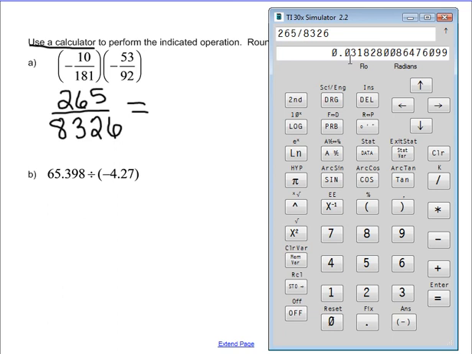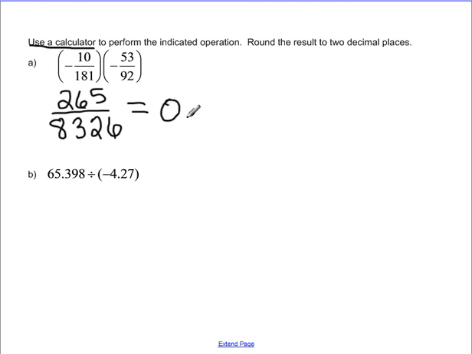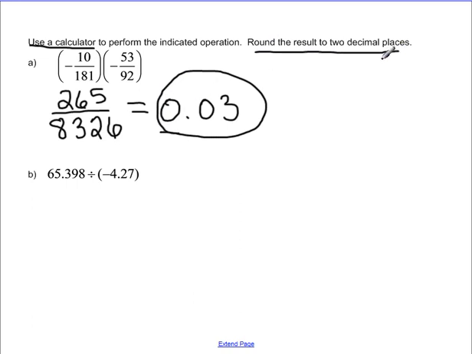So we want to look 2 places past the decimal and then 1 more to tell us how to round, because in the 3rd place we see a 1. That's not enough to bump that 3 up to a 4, so my final answer is going to be 0.03. Notice, even though when we first did our work we came up with the fraction, we can think about that fraction as if it was a division problem to come up with the decimal that the problem was asking us for in the directions.